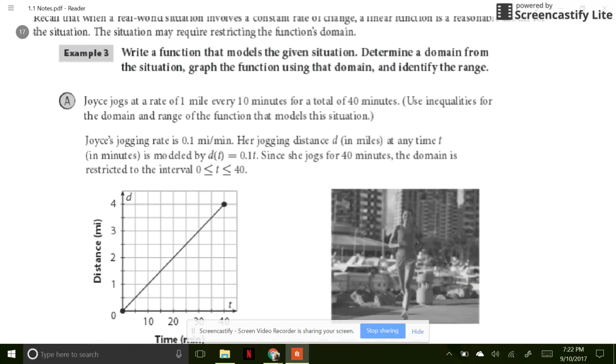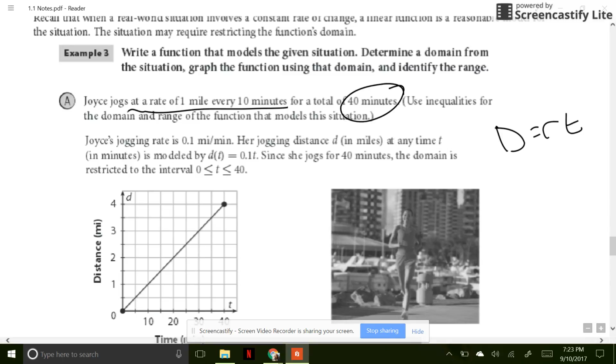Modeling. Okay, so modeling, we usually use a distance, rate, time standard formula. Whenever you're thinking about a rate, you're always thinking about a distance over time, something like miles per hour or inches per minute. So this specifically says she jogs at a rate of 1 mile every 10 minutes, for a total of 40 minutes. This is representing your domain, the max x values that you hit.